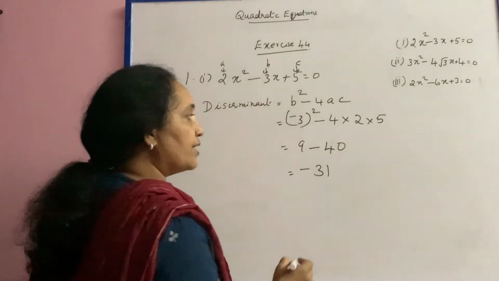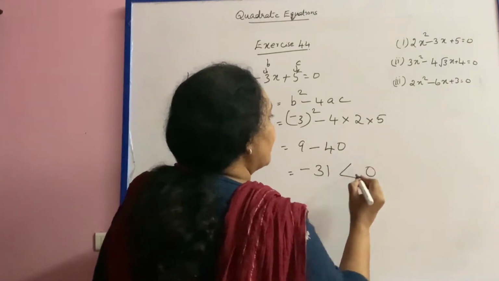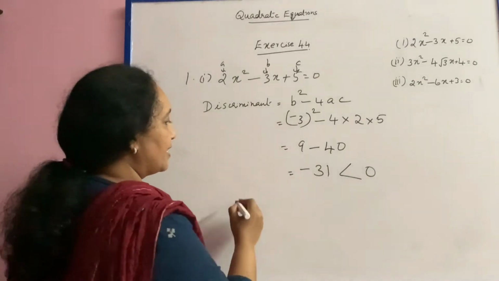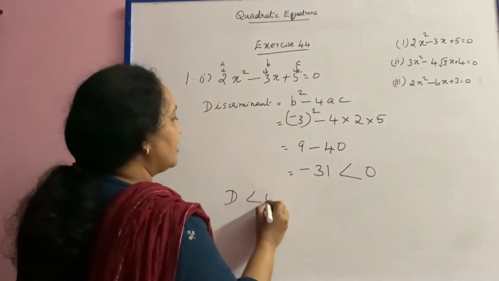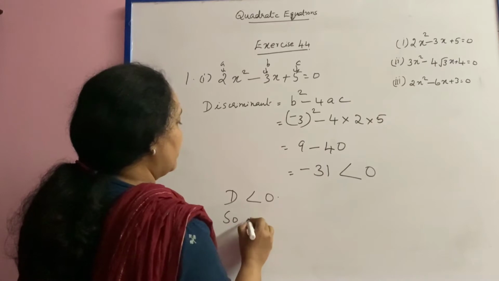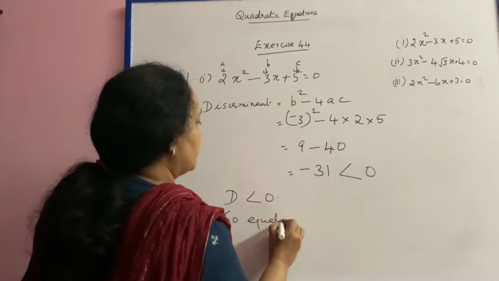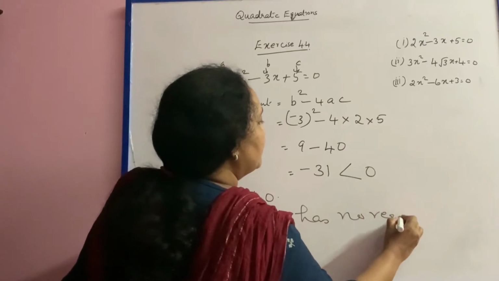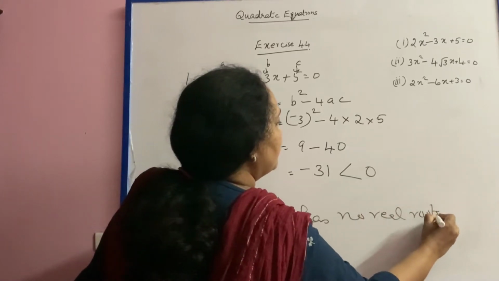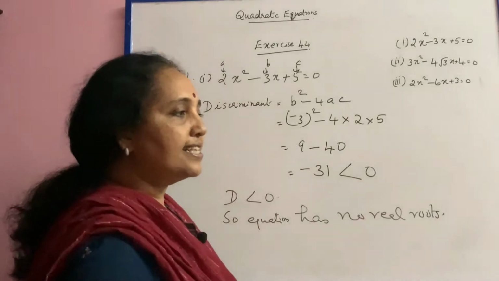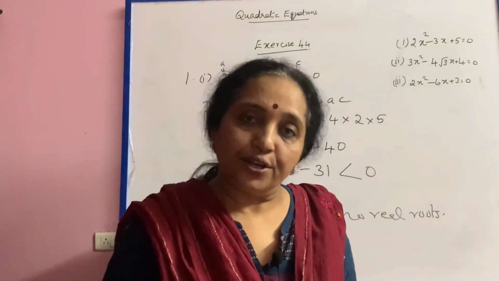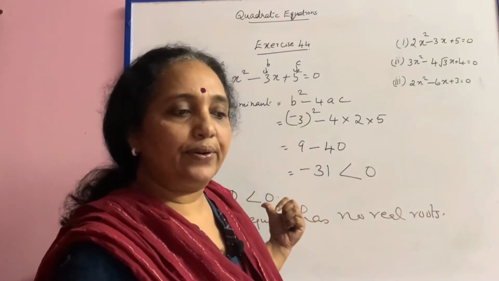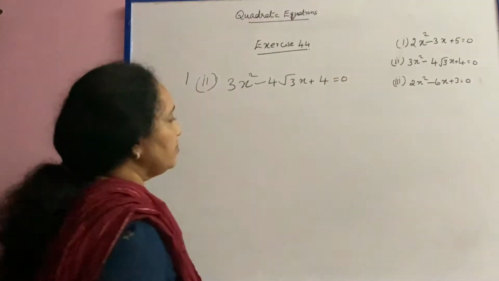b square minus 4ac, that is D, is less than 0 here. So the equation has no real roots. If b square minus 4ac is less than 0, then the equation has no real roots. In this question, the equation has no real root.